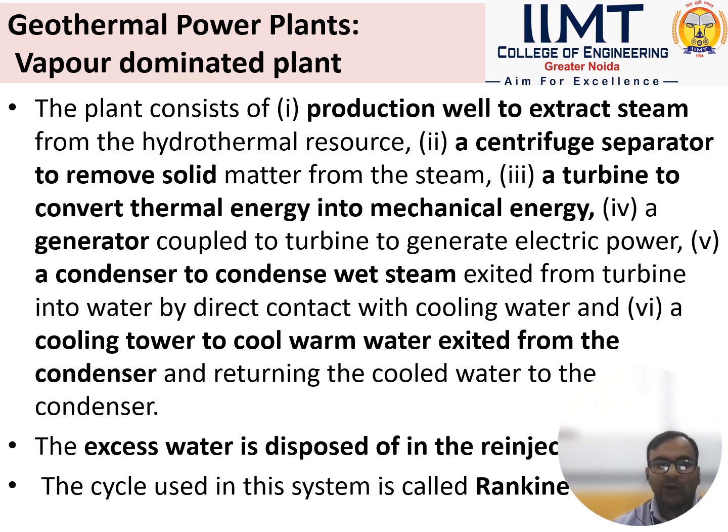Then this vapor dominated plant, whatever we have studied, has parts such as the production well, centrifugal separator, then turbine, and then a condenser to condense the steam. Again, it will be converted into water, and that will go to the cooling water. So it's a simple cycle that is used in thermal power stations. It uses the same Rankine cycle, only the source has been changed.